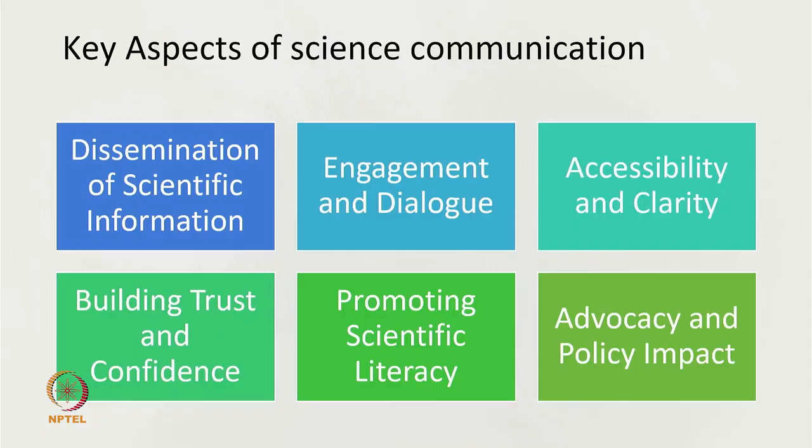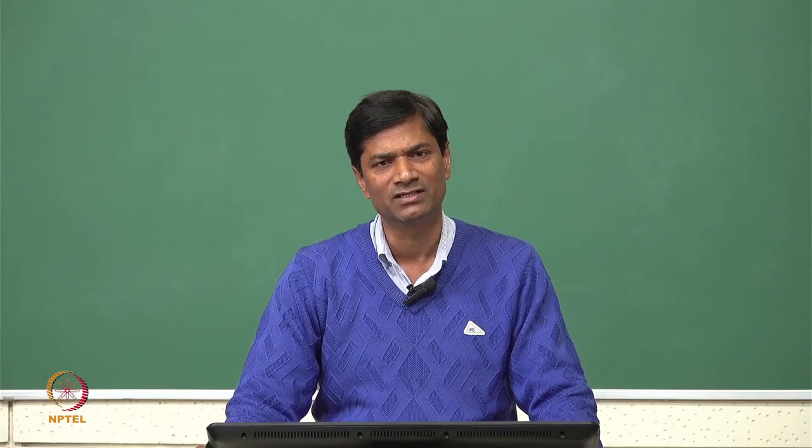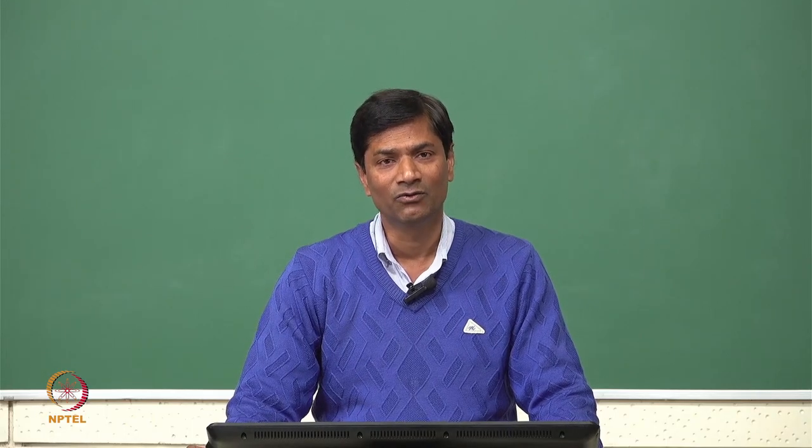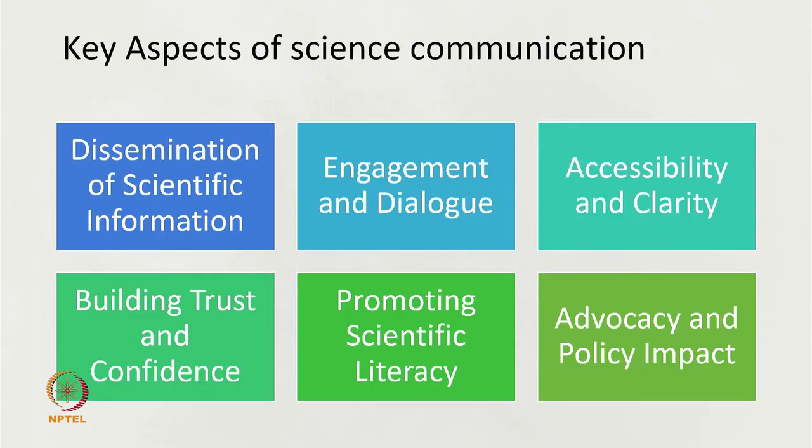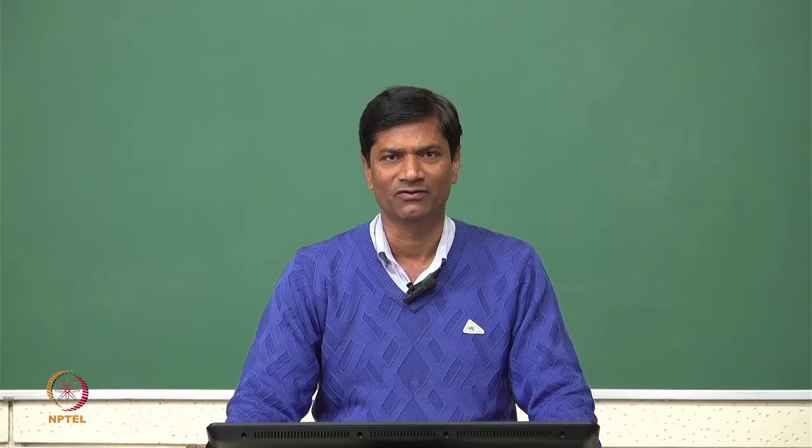Now, what are the different key aspects of science communication? We have already seen what is science communication, how science communication is important, how science is multifaceted, how there are different stakeholders in science communication. Now, the question comes, what are the different key aspects of science communication? One of the most important aspects of science communication is disseminating scientific knowledge. The basic of science communication is to disseminate the scientific knowledge.